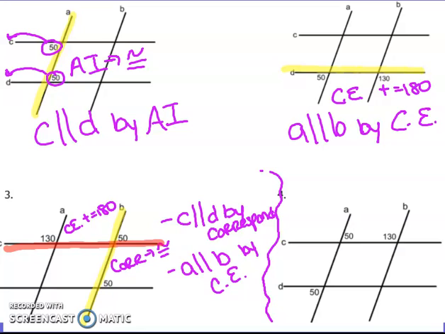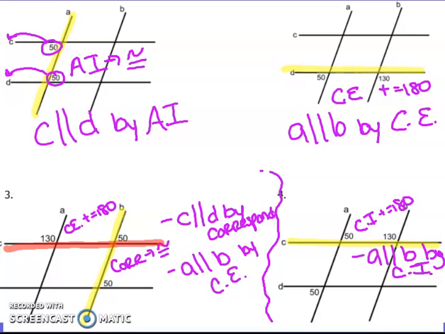Example 4, again, we have 3 different angles. I'm going to start with my transversal C. If you notice, 50 and 130 again, but they're inside this time. So these are my consecutive interior, which still have to add up to 180. Well, they do, so A is parallel to B by consecutive interior angles.